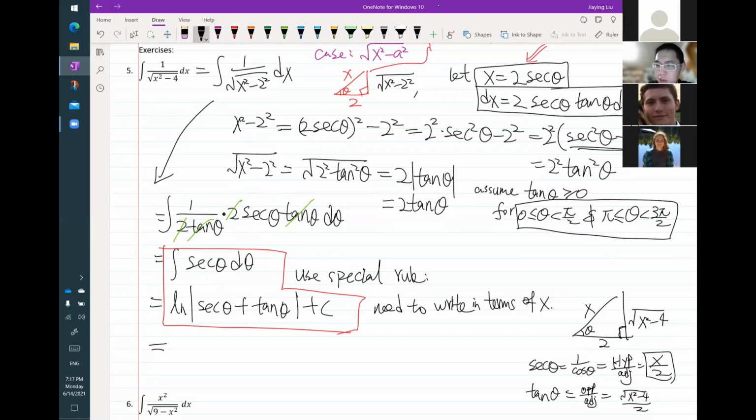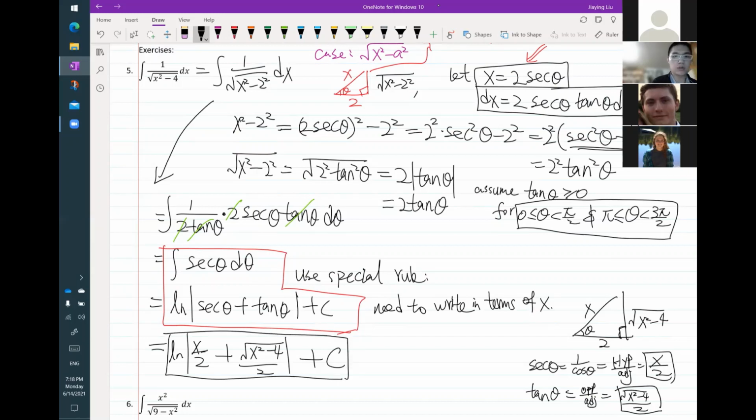So now we're going to take those two expressions from the sides of the right triangle and put them back in for secant theta and tangent theta. That gives me natural log, absolute value, of x over 2 plus tangent, which is square root of x squared minus 4 over 2, absolute value, plus a c. So this is my final answer for the integral that's given.